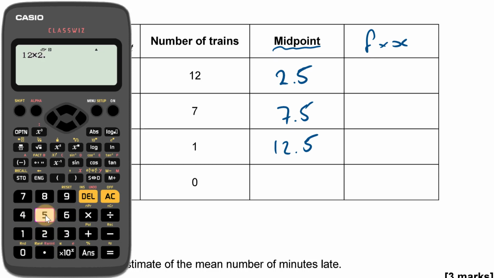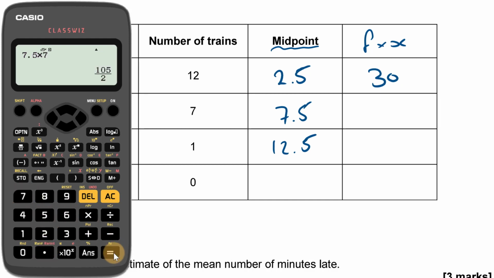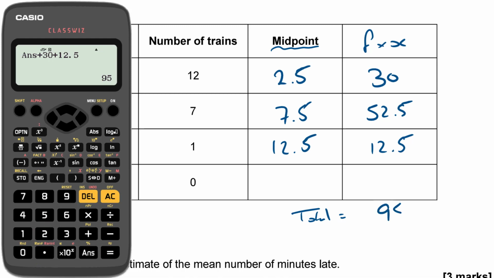So 12 times 2.5, that comes out to be 30. 7 times 7.5 is 52.5. 1 times 12.5 is just 12.5. Okay, and then to find the estimate mean, we're going to have to add all those up, aren't we? So 30 plus 52.5 plus 12.5 gives me a grand total of 95.